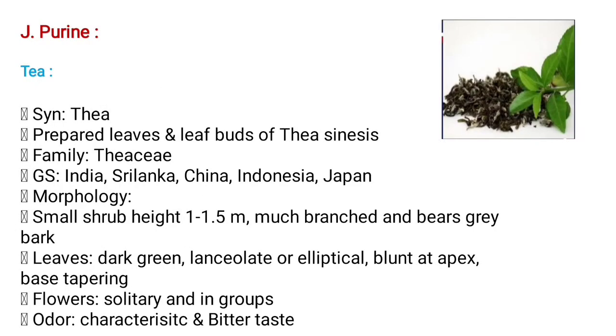Next drug is purine, tea. Synonym is thea. Prepared leaves and leaf buds of Thea sinensis. Family Theaceae. General source: India, Sri Lanka, China, Indonesia, and Japan. Morphology: small shrub, height 1 to 1.5 m, much branched, with brownish grey bark. Leaves dark green, lanceolate and elliptical, blunt at apex, base tapering. Flower solitary and in groups. Odor characteristic, bitter in taste.